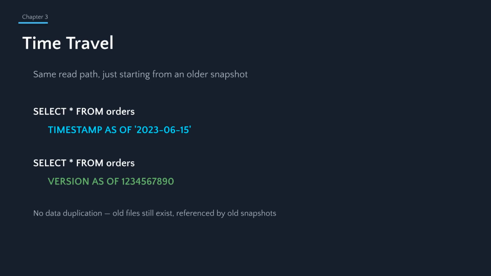And time travel. It's beautifully simple. Instead of reading the current snapshot from the metadata file, the engine looks up a historical snapshot by ID or timestamp. Then it follows the exact same pruning path, just starting from an older manifest list. No data duplication needed. The old files are still there, referenced by the old snapshot.